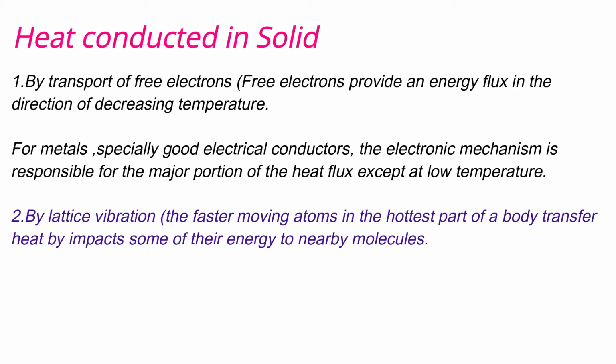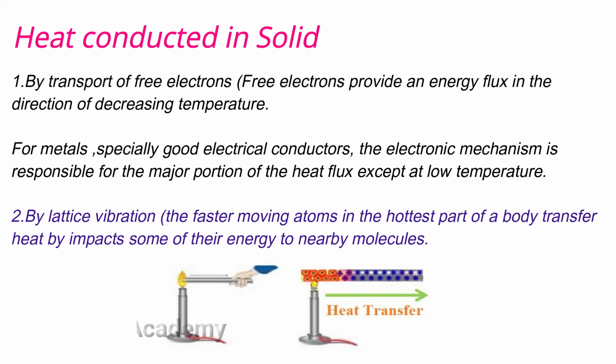And the second one is by lattice vibration. In the case of lattice vibration, the faster moving atoms in the hottest part of the body transfer heat by impacts, giving some of their energy to nearby molecules. It is called lattice vibration. So let us take one example of a metal rod. Whenever we supply heat energy to a metal rod at point A, point B is automatically heated.